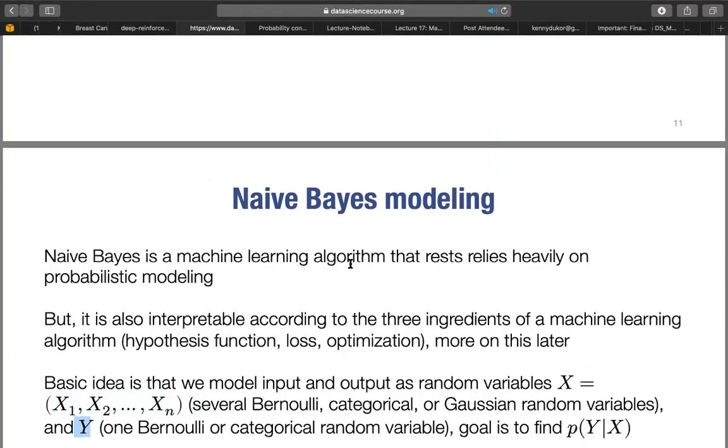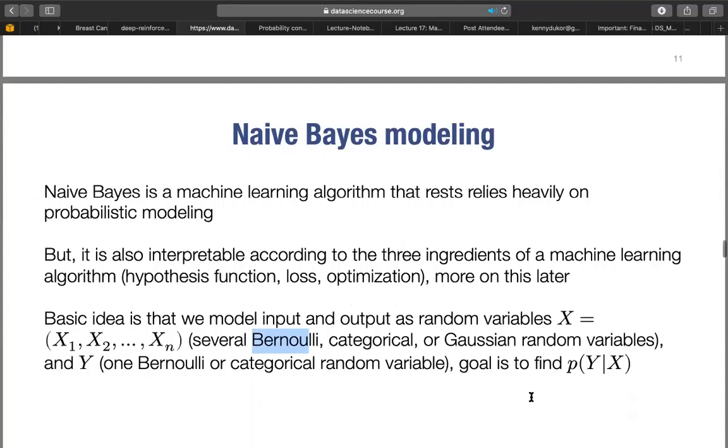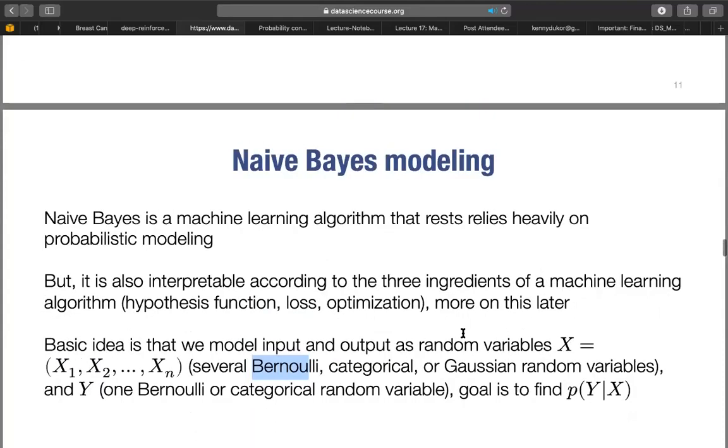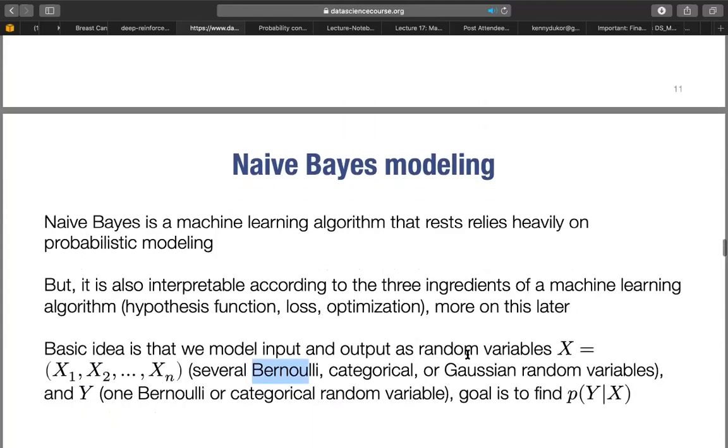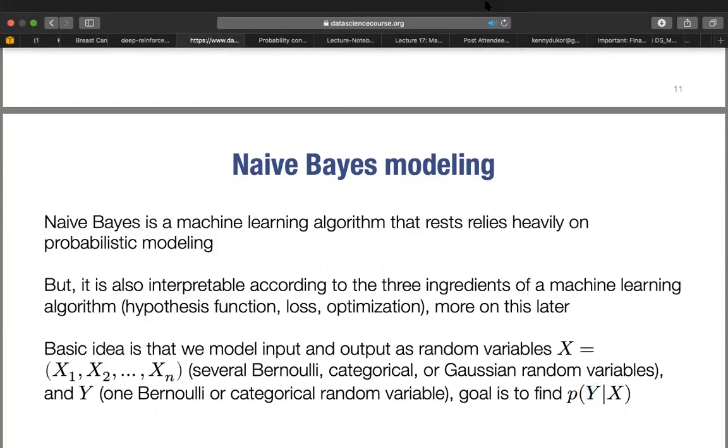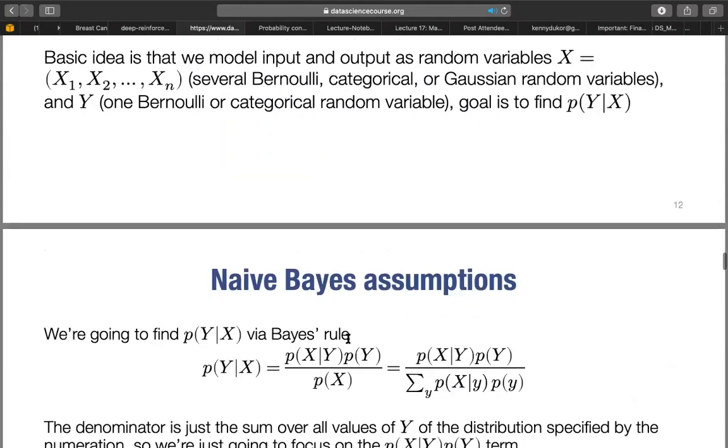Right. And then this distribution can also be Bernoulli, categorical, or Gaussian. So what you want to find using Bayes modeling is the probability of getting Y given a set of features called X.